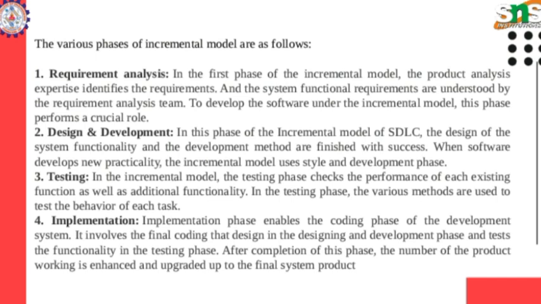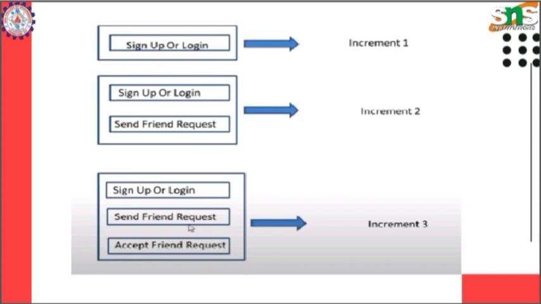Next is testing. In this phase, it checks the performance of each existing function as well as additional functionality. Then implementation. In this phase, it enables the coding phase of the development system. It involves the final coding that was designed in the design and development phase and testing the functionality in the testing phase. Here's an example. Let's consider first, increment 1 is your sign up or login in Facebook.